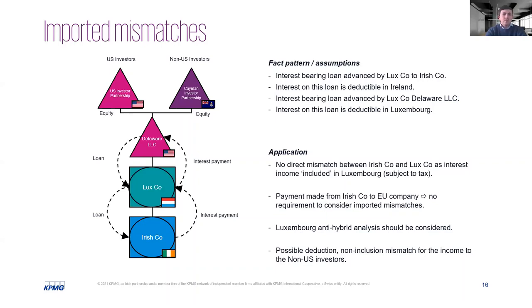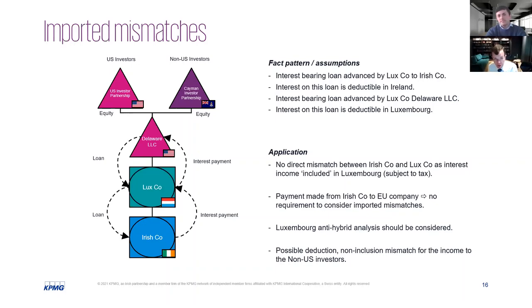However, when we then look at the non-US investors, it potentially can arise that they won't see that Delaware LLC as being a transparent entity, and they may see it as being opaque. And in that case, we'd have an interest payment from Ireland or from Luxembourg that's deductible. It won't be included from a US perspective at the level of the LLC. And if we can't look through the LLC and up through the Cayman partnership to the non-US investors, we could have a case there where we don't have inclusion of that income. And so potentially you could have a deduction non-inclusion mismatch outcome there as a result.